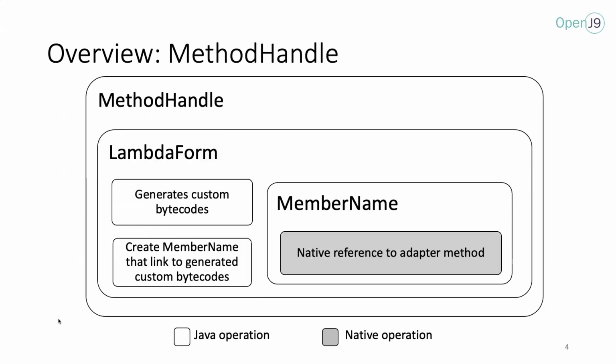Here we can see the method handle and its internal elements. Method handle has a Lambda form which generates custom bytecodes for it. And a Lambda form has an instance of member name, which points to the method that encloses the bytecodes generated for a Lambda form. So this is how a method handle looks, and the 2 key internal elements of a method handle are Lambda form and member name.